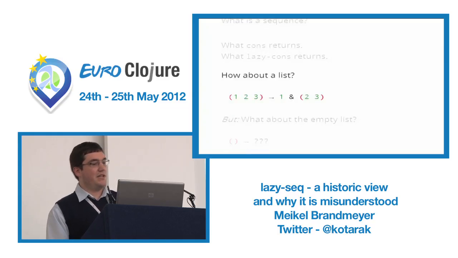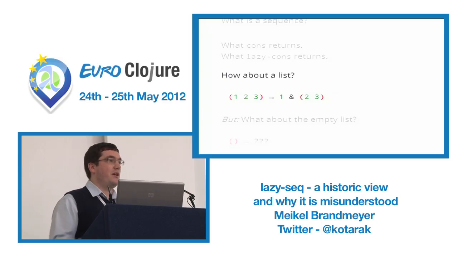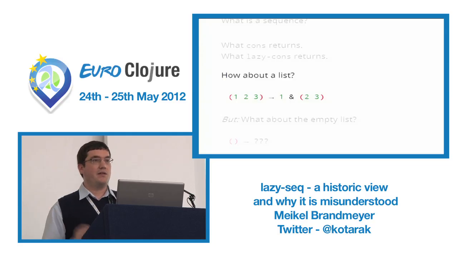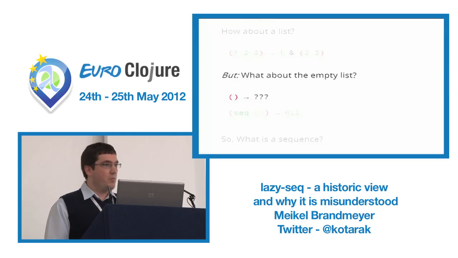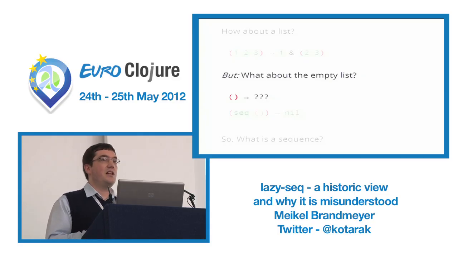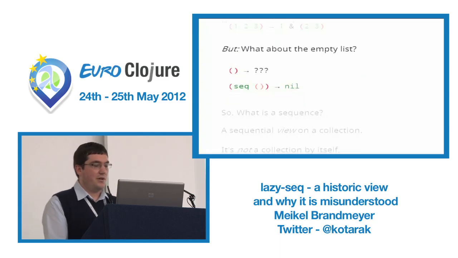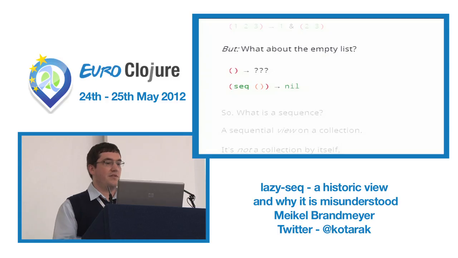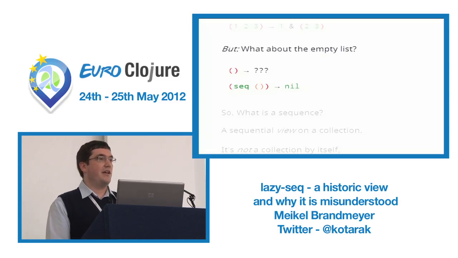So what about a list? Is a list a sequence? It seems so. There is a first element, we have 1, and we have remaining elements, 2 and 3. But what about the empty list? Is this a sequence? It has no first element, and it's not nil, so it doesn't fit into the description. But we could turn it into a sequence if we take a function seq, which gives us a sequence on the empty list. It would return nil.